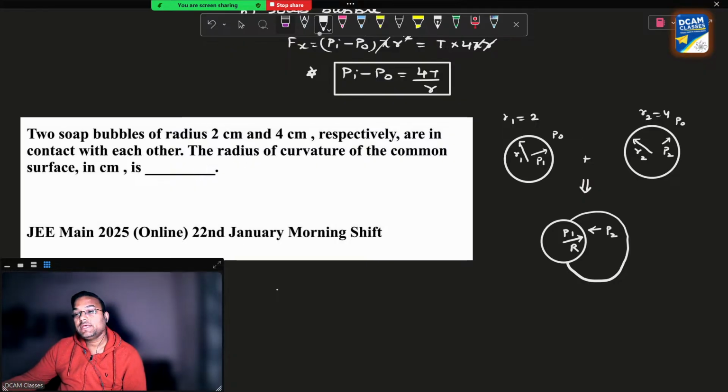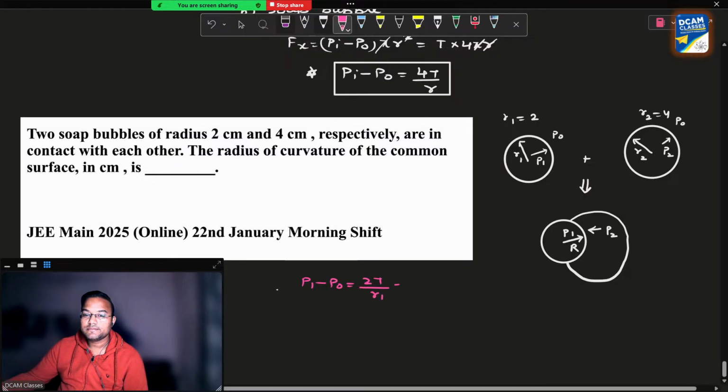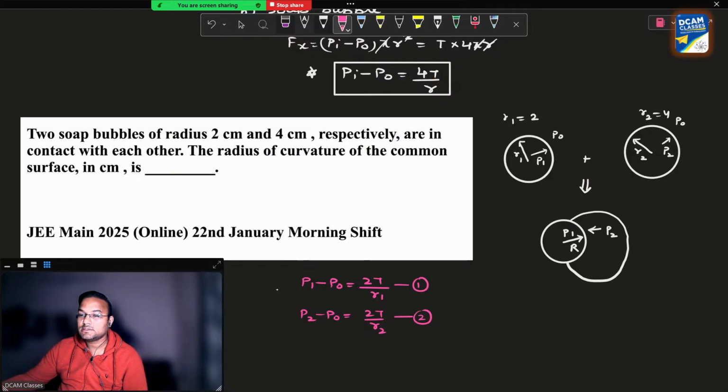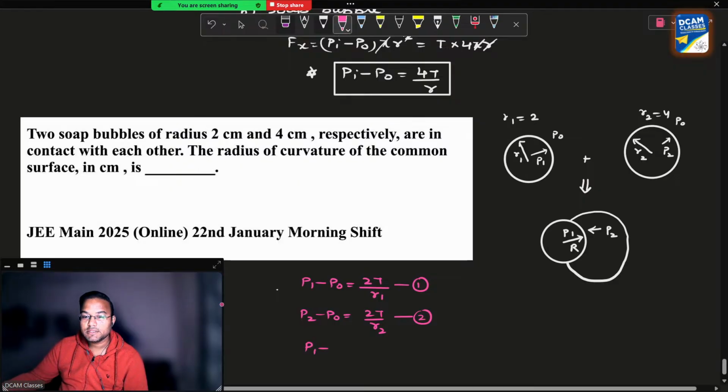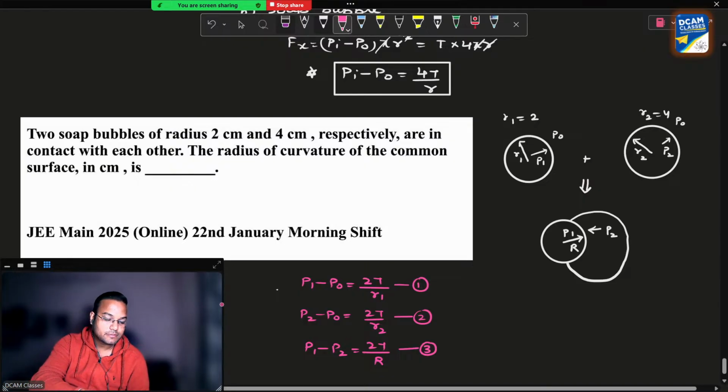When they were individual, you can write the relations like this. P1 minus P0 is equal to 2T by R1. P2 minus P0 is equal to 2T by R2. When they have come in contact, the radius has changed. Radius of the combined surface has changed, so we can write P1 minus P2 is equal to 2T by capital R. Now solve these three equations and get the answer.